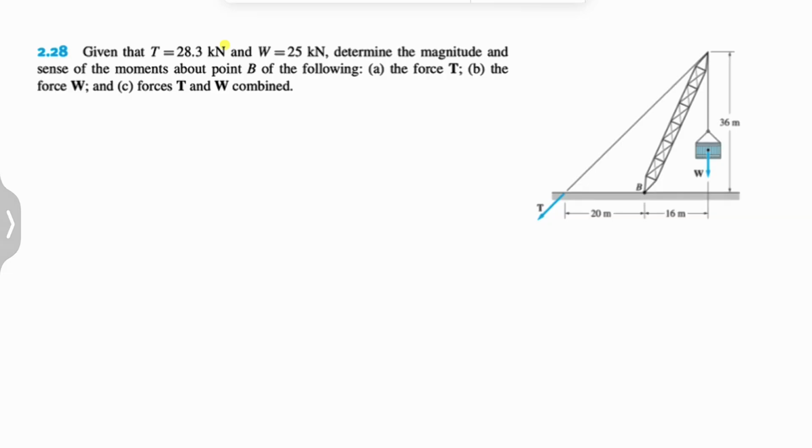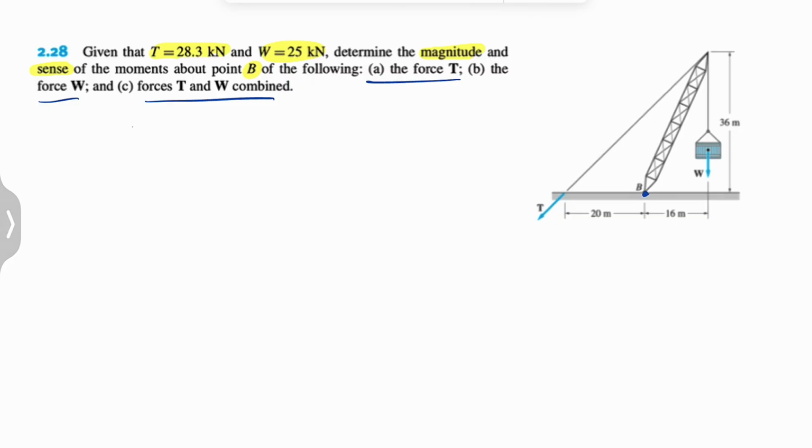Pytel. And we have the tension in the cable T, which we know is 28.3 kilonewtons. We also have a box that has a weight of 25 kilonewtons. And we need to determine the magnitude and the sense, or the direction, of the moments about point B of the following: the force T, W, and the forces T and W combined. So basically the question is asking us to find the moment of the force T about B in the A part, force W about B in the second part, and both combined.